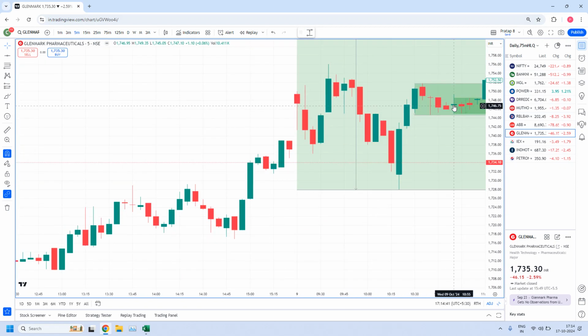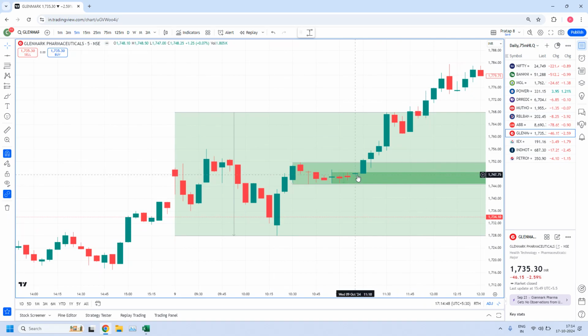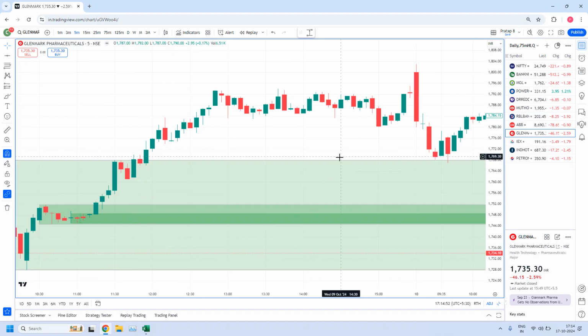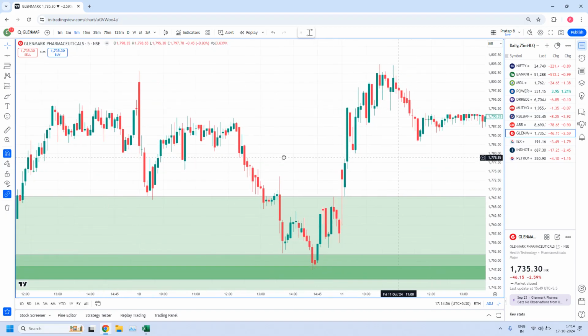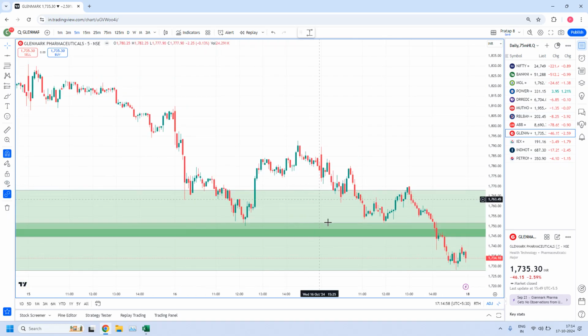So drop candle, 1, 2, 3, 4, 5 base candles and a rally candle. And this fine-tuned zone is already tested. This is a tested zone, that's why we didn't plan any trade. And today it is violated.